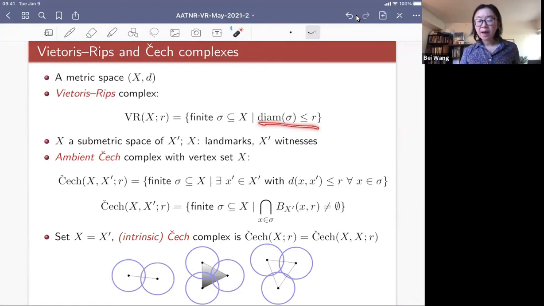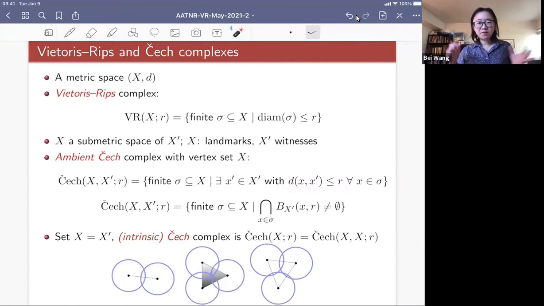And there is, of course, a slight variation where this notation shows up. We are going to talk about the ambient Čech complex. This notation shows up in the technical details, but it's interesting to think about. If I have X, which is a sub-metric space of X prime, you can think about X as landmarks in this larger metric space, where the larger space can be witnesses. Then you can define what's called the ambient Čech complex with vertex set in X, as the collection of simplices in X such that there exists a point in X prime in the bigger space such that the distance from landmark to witness is upper bounded by R.